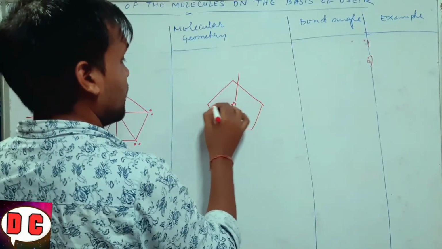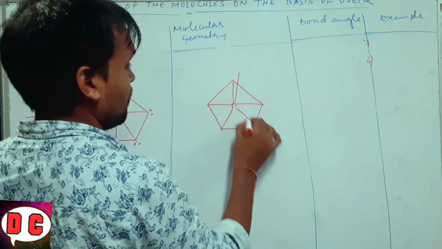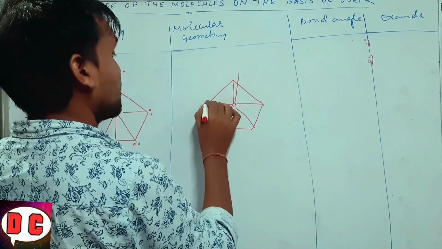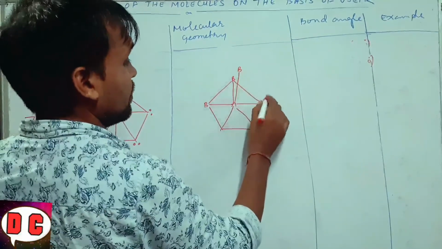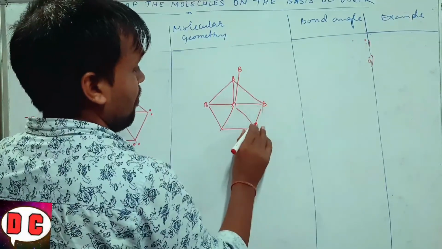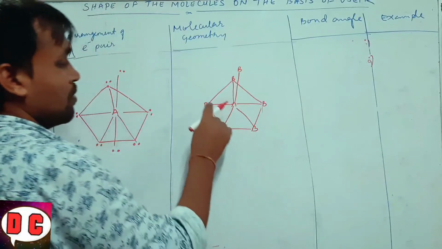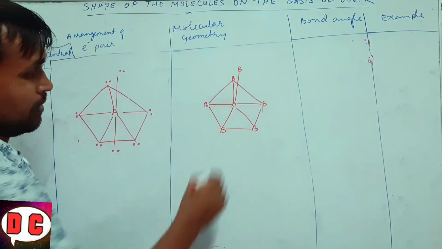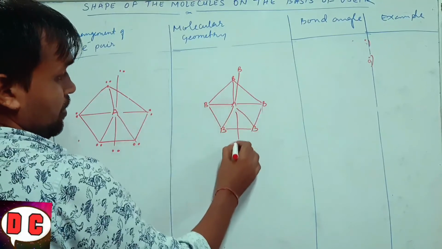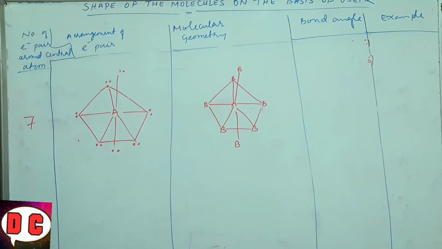So here it is A. So this one will be B. Here it will be B, B, B, B, B. So see 1, 2, 3, 4, 5, 6, and here 1 will be there downside, B. So 7 are there. And what is the shape of this? This shape is called what?